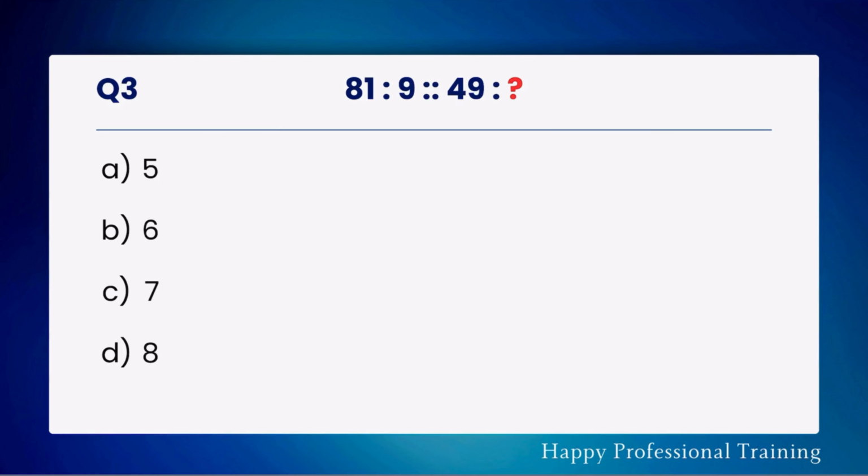First, look at the pair. 81 becomes 9. Now ask a very simple question. What can I do to 81 in order to get 9? This time the second number is smaller. So we should try the opposite of squaring or cubing, which is basically root. Let's try square root. What is square root of 81? It is 9. Perfect. That matches the first pair.